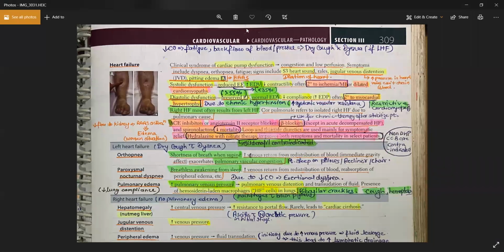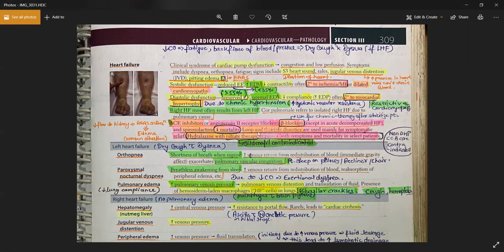Any doubts so far in the heart failure with reduced ejection fraction or the normal ejection fraction? I have one question. Yeah, please ask. Could you please explain why we have a normal end-diastolic volume in diastolic dysfunction? Sometimes normal, sometimes reduced. It depends on the heart.